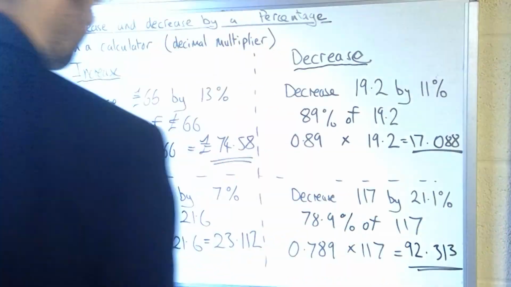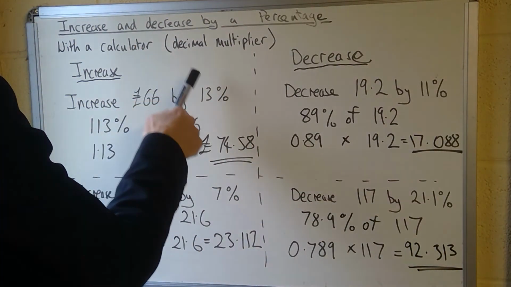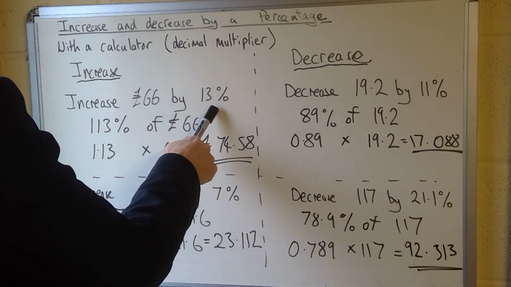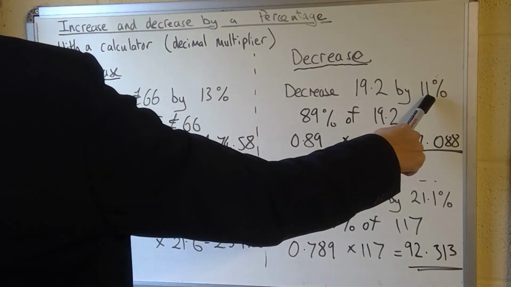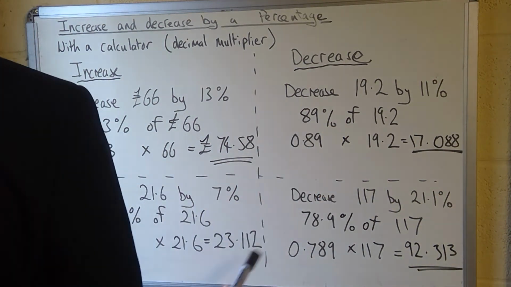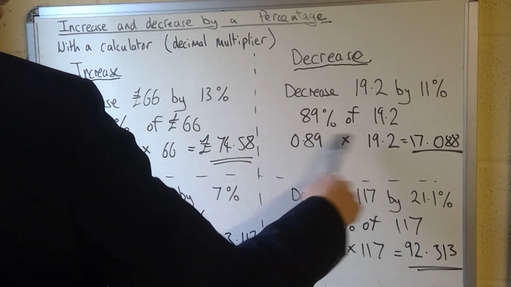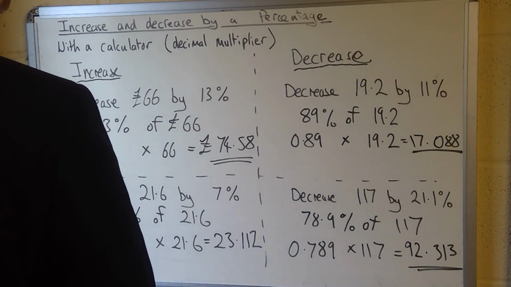92.313. So if I'm increasing by a percent with decimal multiplier, I add the percentage I want to 100% to start with. If I'm decreasing, I take it off 100%, and then I just use a decimal multiplier as I've used previously.